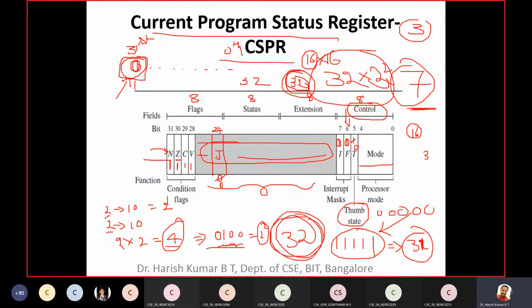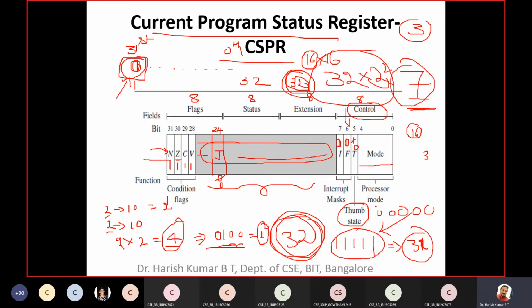Yes, sir. And the bit position for J is 24 itself. That is fixed. I know for sure it is the 24th bit.